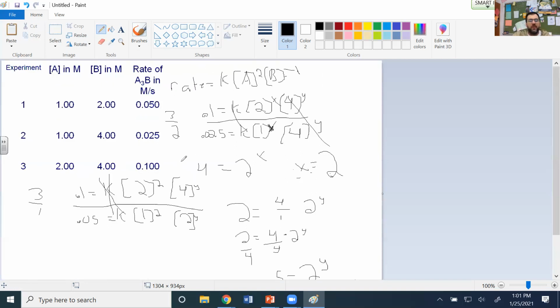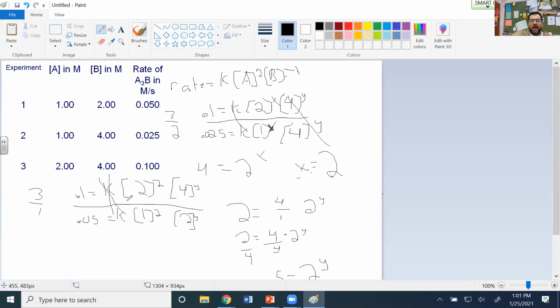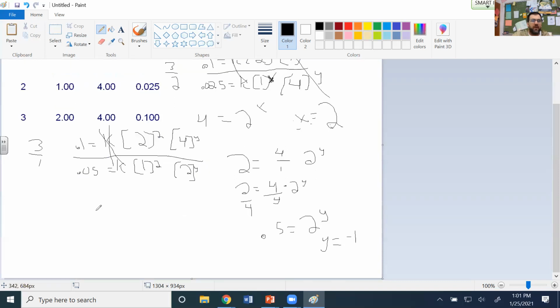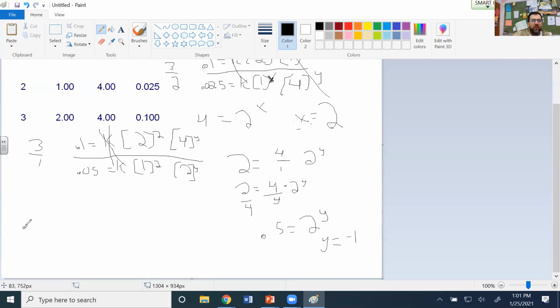I'm not finished with this question yet, though. This question asked me to also find the rate constant. To find the rate constant, it doesn't matter which experiment I pick. I'm going to pick experiment 3 because that's what I've been dealing with. And I know everything in this except for K. So I'm at 0.1 equals K, then 2 to the second power, and then 4 to the negative first power. And it is just simple algebra from here.